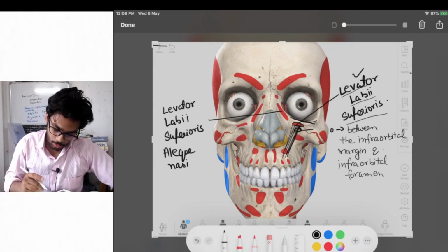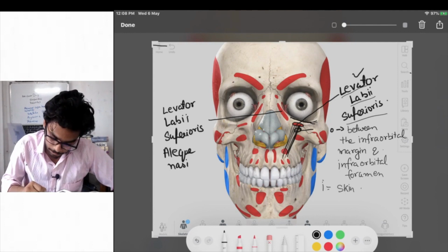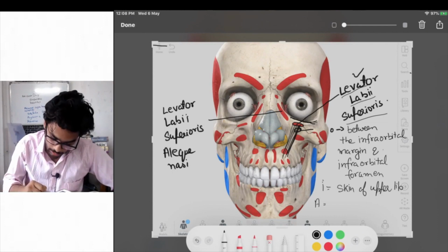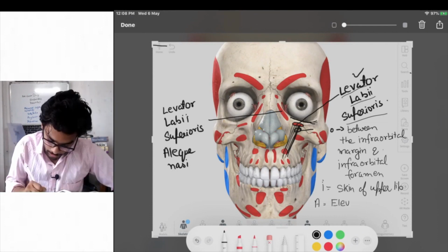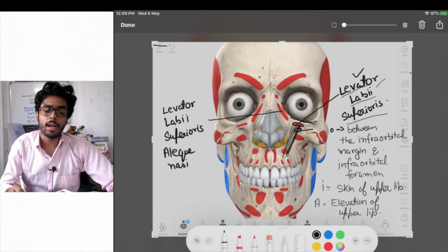Okay, so insertion, write about insertion. Where is it inserting itself? Insertion is the skin of the upper lip. Am I clear? And what is the action? Action is it helps in elevation of the upper lip. And since it is helping the elevation, that's why its name is levator labii superioris.